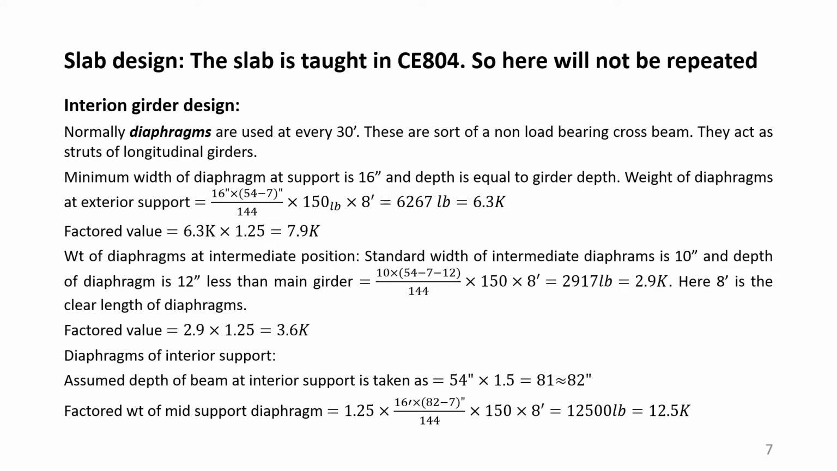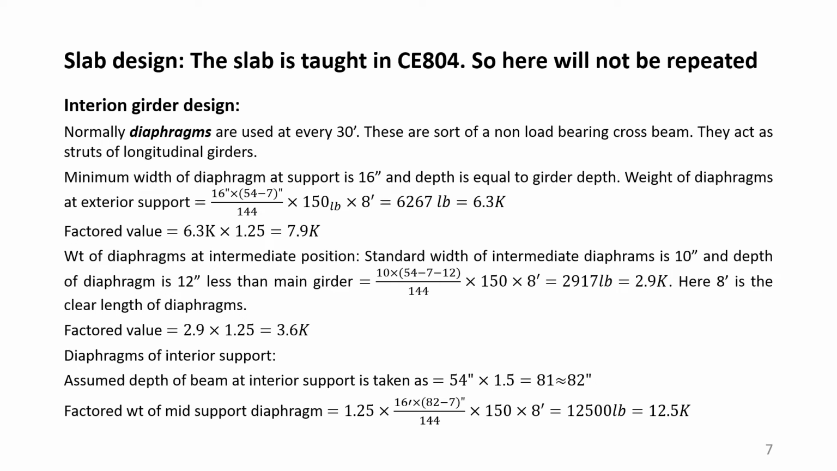Factored value, because we know the dead load factor for bridge design is 1.25, not 1.2 as in building design. Here we have to use the factor 1.25 for bridge design, and our normal load is 6.3 kip. That multiplied by 1.25 is equal to 7.9 kip, which is the diaphragm load at the end span.